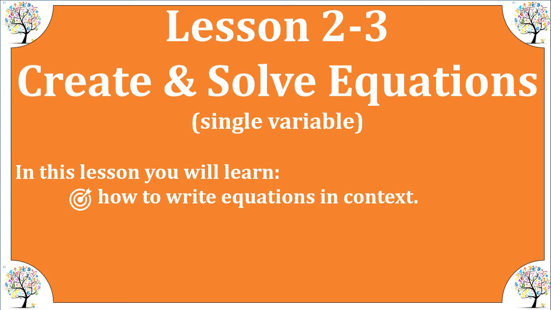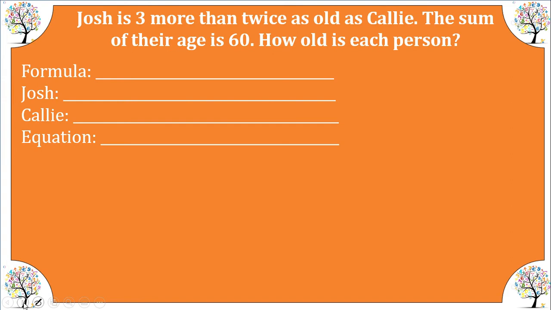Okay, guys, in this lesson, we're going to learn how to write equations from word problems and solve them. So let's look at a few different types that we will encounter. Josh is 3 more than twice as old as Callie. The sum of their ages is 60. How old is each person?